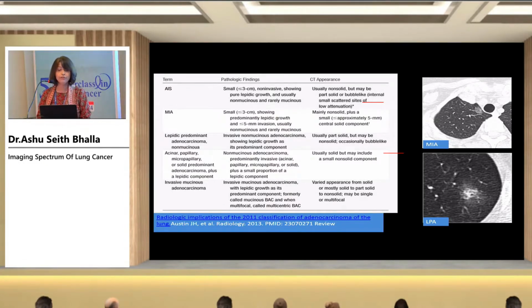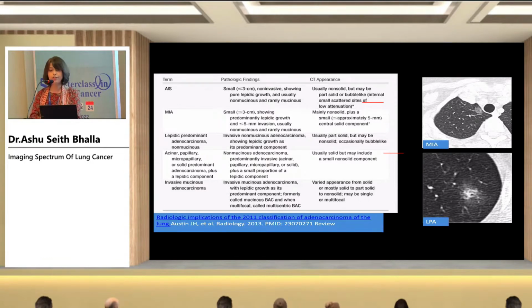From the first category, AIS, then minimally invasive, and then at the other end is invasive mucinous. In between are lipidic predominant, or LPA. I've given two examples, MIA on top and LPA at the bottom. The MIA can look like a purely solid nodule, a ground glass nodule with hardly any solid component.